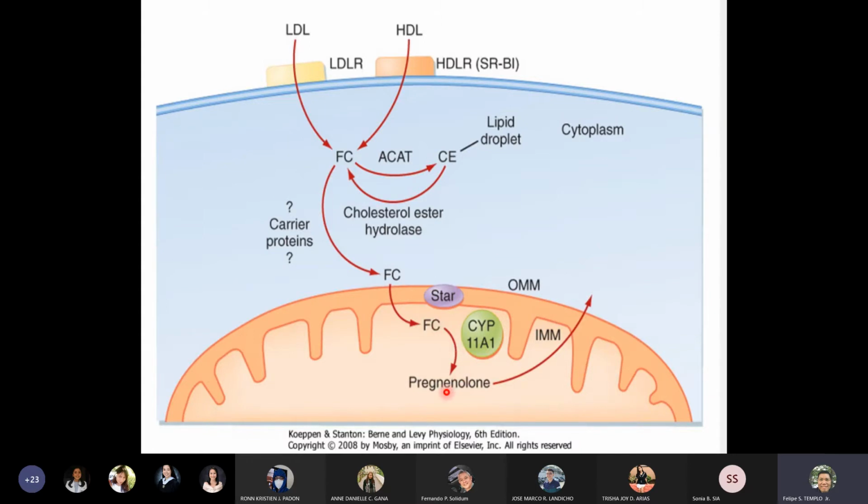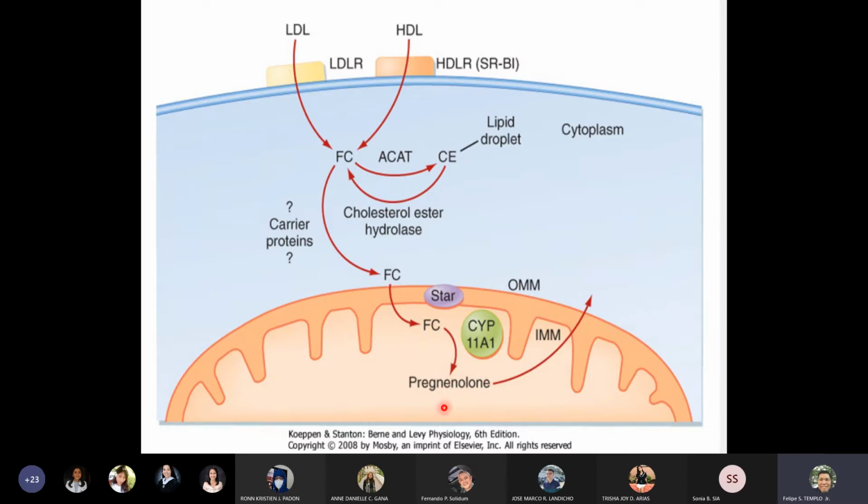There, it will be converted into pregnenolone. The conversion of free cholesterol into pregnenolone is the rate limiting step in the synthesis of steroid hormones. So take note of that. The rate limiting step in the medulla is the conversion of tyrosine into L-DOPA, right? And take note, the conversion of free cholesterol to pregnenolone occurs in the mitochondria.